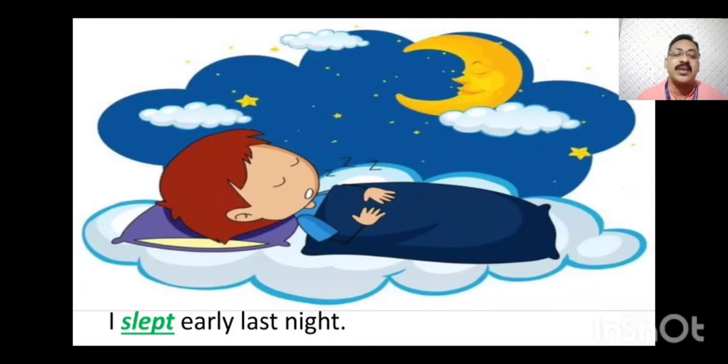Next one, I slept early last night. Here also the past form of sleep is slept, but it doesn't have d or ed. Last night she slept early, but not now or today. The verb doesn't end with d or ed. So all the verbs that don't show d or ed, but show the work is over in the past time, are irregular verbs.